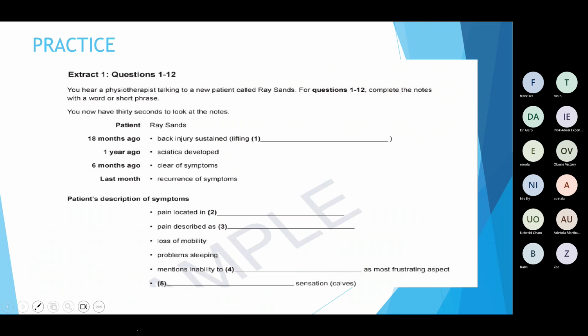This is what I meant here. For example, number 5 now. If you had written "tingling sensation" and "sensation" was already provided here, your answer would now read "tingling sensation sensation," making it wrong. But if you write "tingling" alone here, you get it correct. All right?